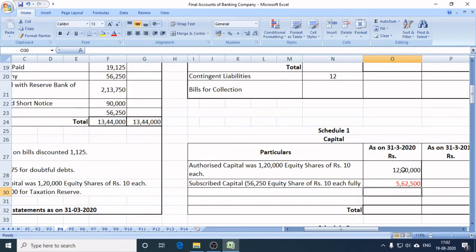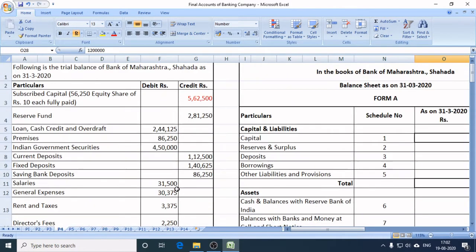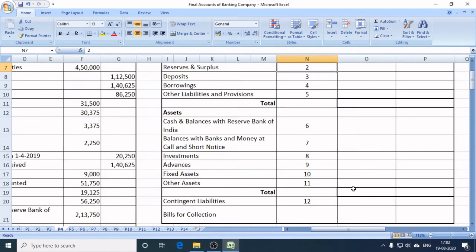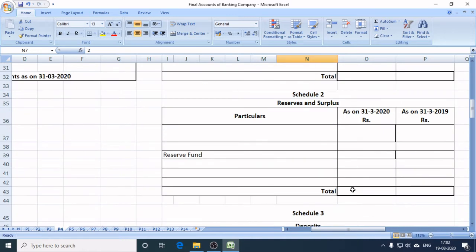12 lakh. This is your authorized capital, but for calculation purpose, we are going to consider only subscribed capital. So this is the authorized capital. Okay. The next in the problem is reserve fund. Now it has a credit balance, and it is also a liability of a bank. So out of these 5 schedules, we should show it under schedule number 2, that is reserve and surplus. So here I'm mentioning it under schedule number 2 next to reserve and surplus.